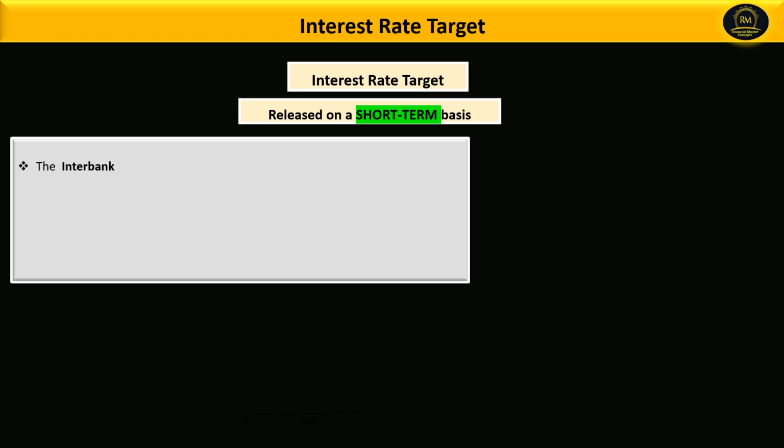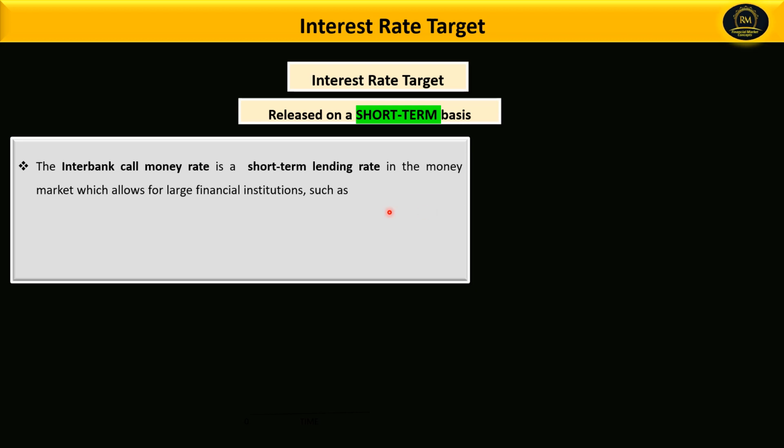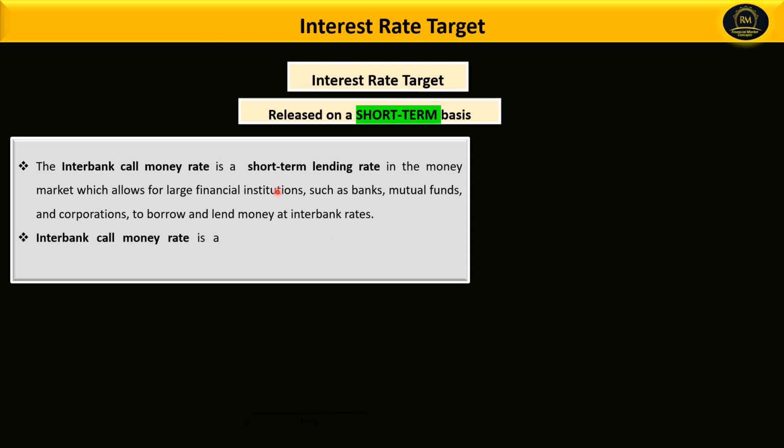This short-term interest rate is the benchmark rate. It is the interbank call money rate, that is, the short-term lending rate in the money market, which allows large financial institutions such as banks, mutual funds, and corporations to borrow and lend at the interbank rate. So this rate is for a very short period.